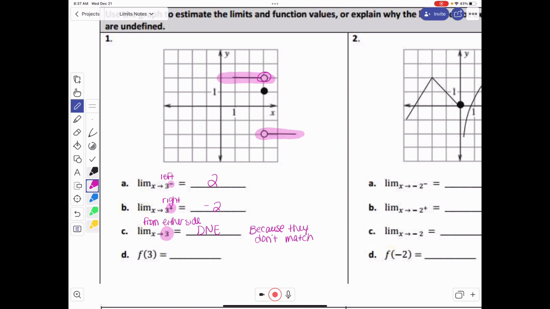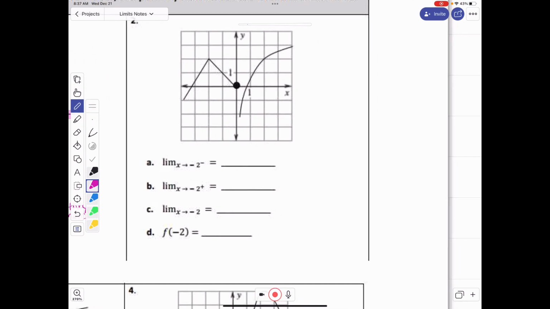All right, now on this one, what is it when the x value is exactly 3? So think of it as this has to be a closed circle or an exact point, okay? So basically we're looking at this one right here, and our y value is 1. Okay, so let's look at this one.